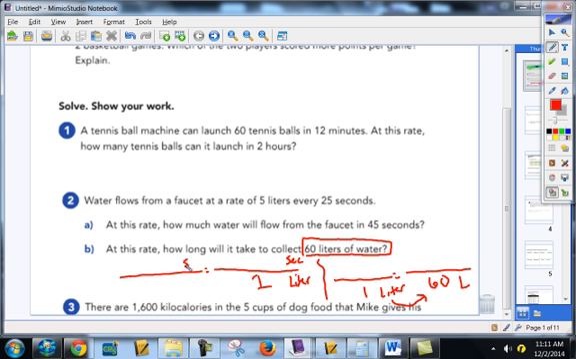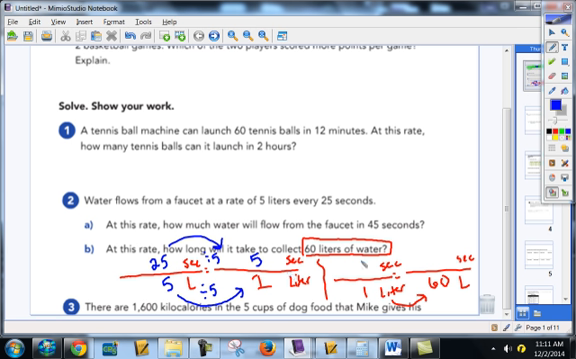Okay, so we know our labels are seconds to liters. So this is going to be seconds up here, seconds here. Okay, and then I go, my fake information is here, so I know that's going to be 25 seconds for 5 liters. What am I doing to go from 5 liters to 1 liter? Well, I'm dividing by 5. So what do I got to do to 25 seconds? Divided by 5. That means 5 seconds per liter. Makes sense. Takes 5 seconds for 1 liter to go down to get collected.